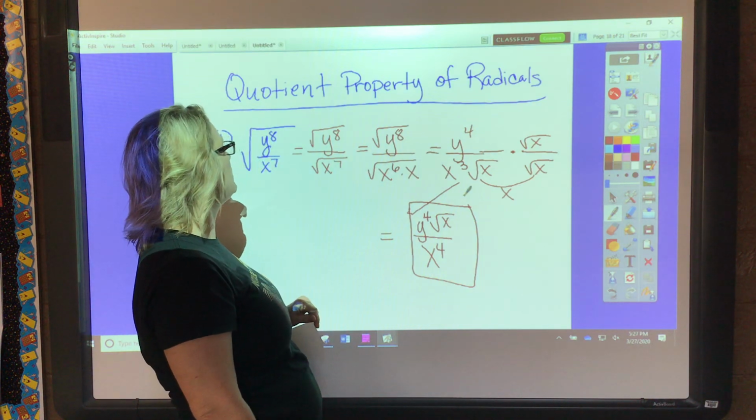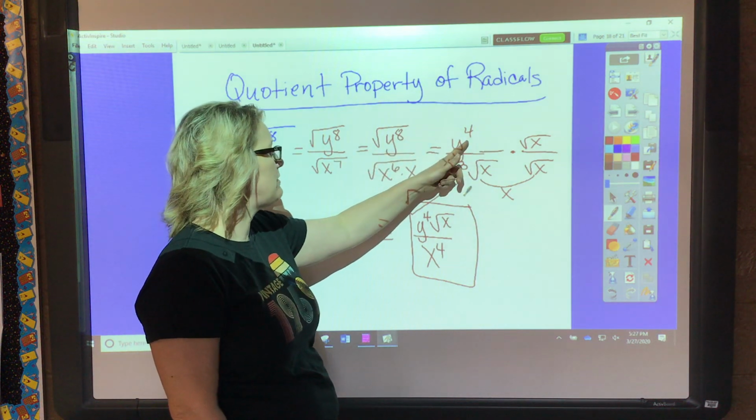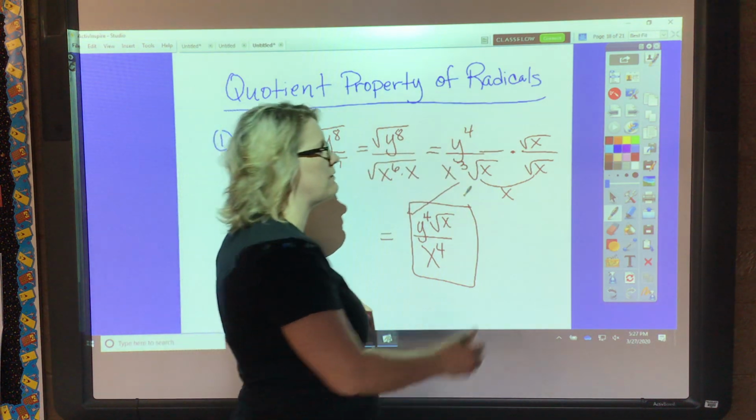Need to maybe double check. Okay, we had an even root. We had an even power, but it came out to be even. So we're good. No absolute values.